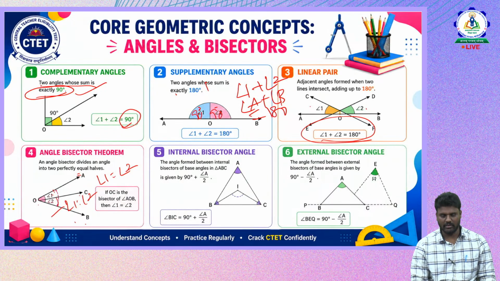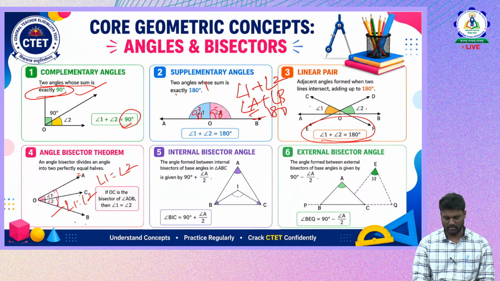Then the interior bisector angle. The angle formed between the internal bisectors of the base angles in triangle ABC is given by 90 degrees plus angle A by 2. What is the meaning of internal bisector angle? In a given triangle ABC, what are the base angles? Angle B and angle C are the base angles.